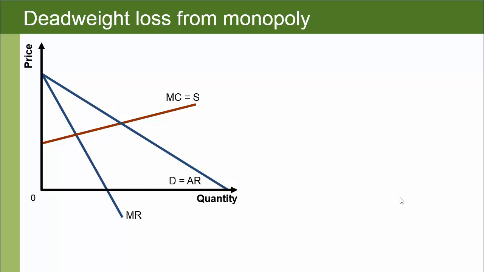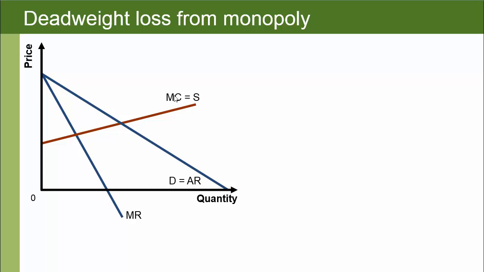Hi, Mr. Young here. Now in this video I'm going to apply the concepts of producer and consumer surplus to assess the loss to society, the deadweight loss from monopoly provision. This demand curve is the market demand curve. This line here is the monopolist marginal cost curve and the competitive industry's supply curve.